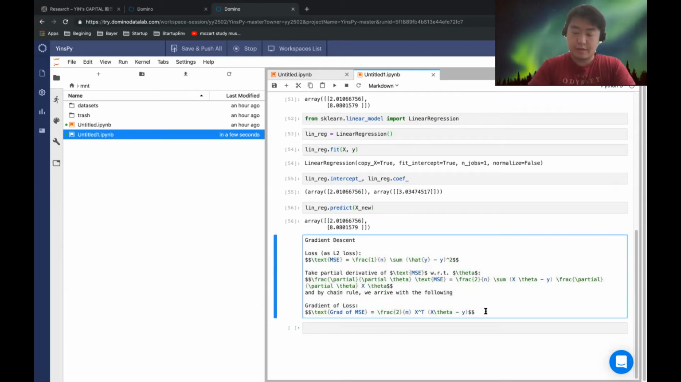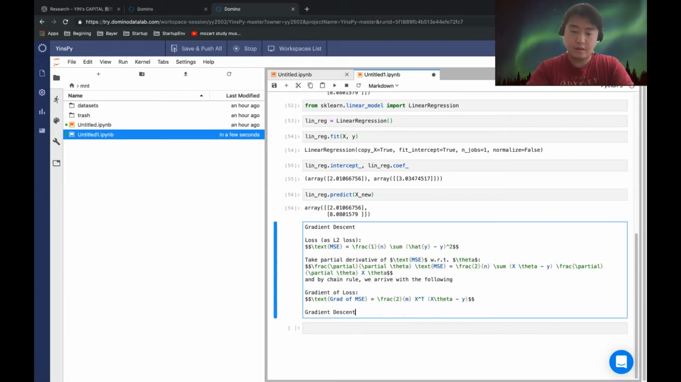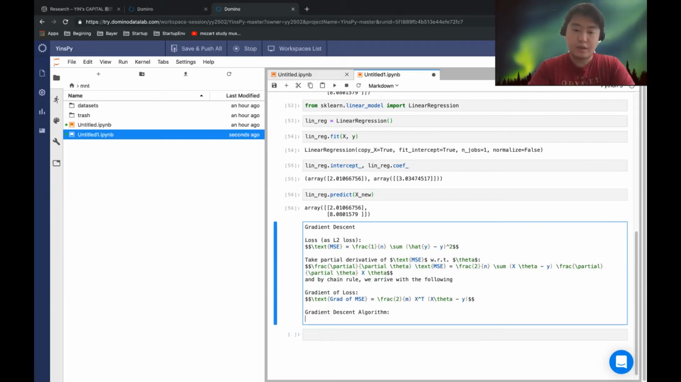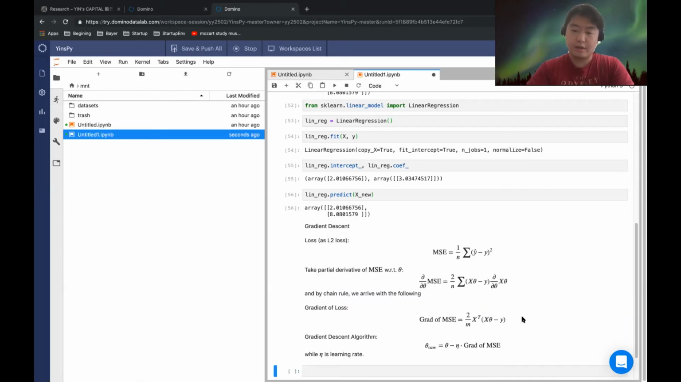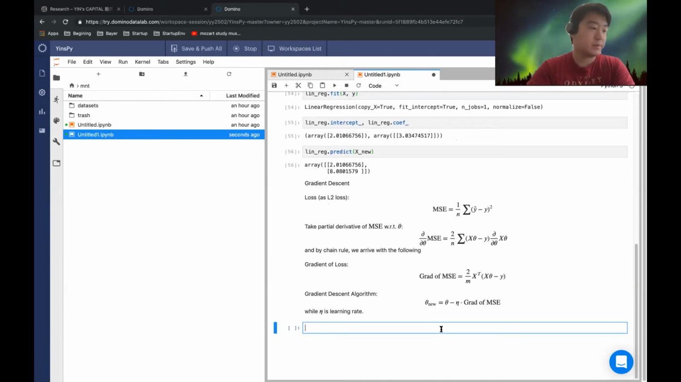So here we say the gradient descent algorithm essentially updates your theta. We say theta new is defined as your old theta minus eta, which is a learning rate, like a small step, times the gradient of MSE, while eta is the learning rate. Okay, with that being said, let's code this up.